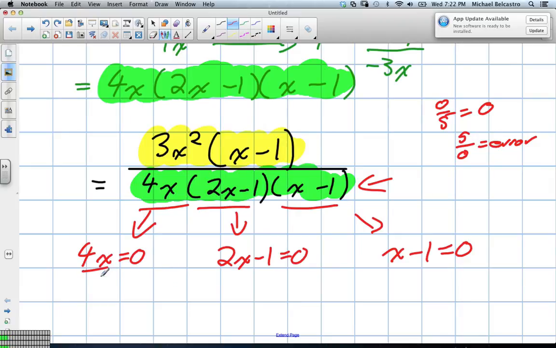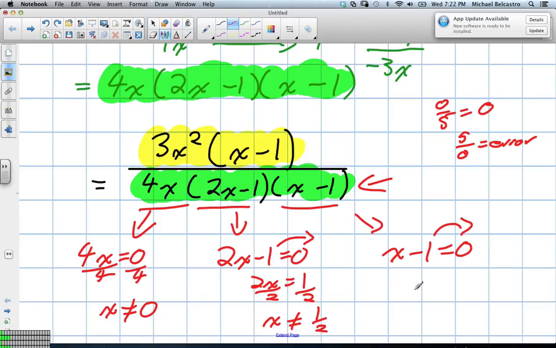In the first one, we would divide both sides by 4. x cannot equal, so we say this, x cannot equal what number? What's 0 divided by 4? Oh, 0. Yep. In this case here, we move the 1 to the other side, so we get 2x is equal to 0 plus 1, which is 1. And then to isolate the x, we divide it by 2. x cannot equal what term? A half. Good. And finally, when we move this 1 over, x cannot equal what? 1. Positive 1. Good.